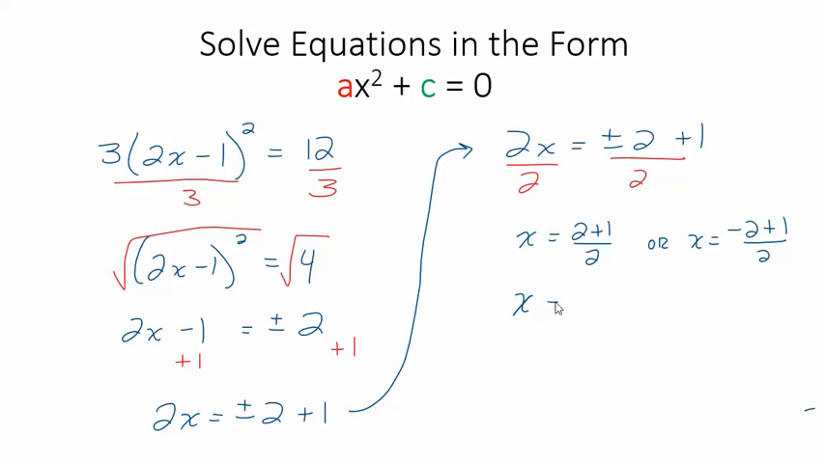So my first answer is 3 over 2, which is 1.5. You could write it like that if you like. Or negative 1/2. Those are the two answers. The other way to do it, you'd have to FOIL this out, distribute the 3 minus the 12, see what you could do with that.